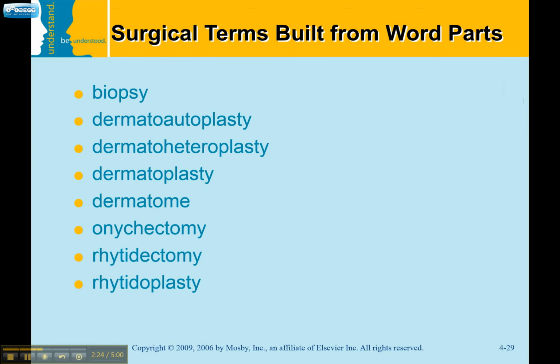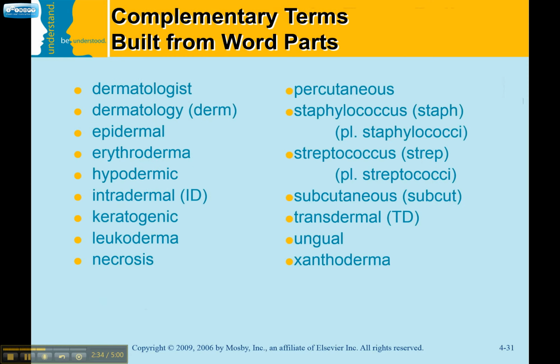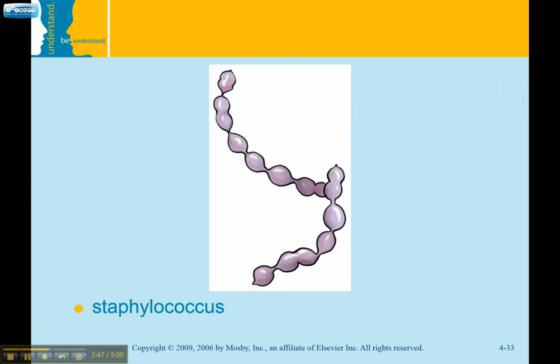Okay, on to the next part, the surgical terms built from word parts. Again, you could split these up using our slash marks and define each word. Not built from word parts, I've given you a list in the exercises. This is streptococci. This is a bacteria. Have you ever had a strep throat? This is what the actual bacteria looks like if you were to stain it and look at it under a microscope. This is staphylococcus. I'm sure you've heard of somebody having a staph infection.